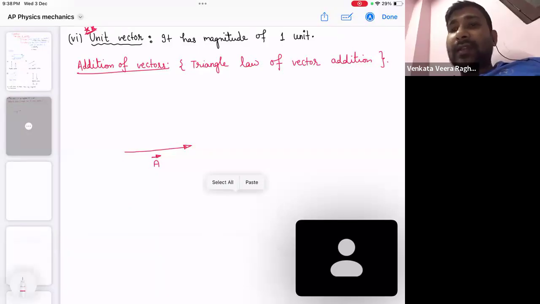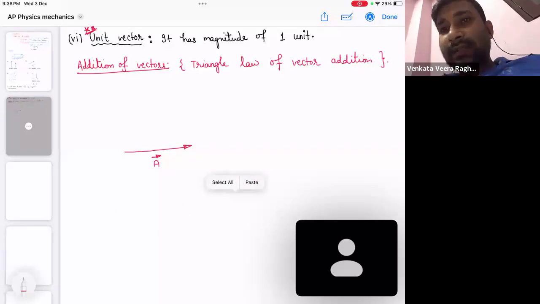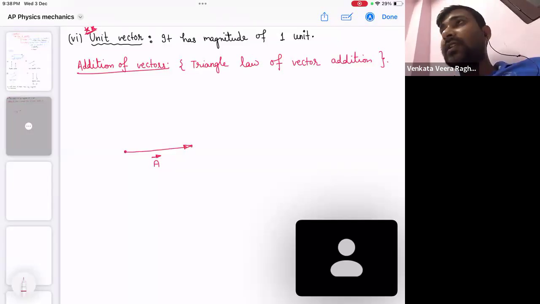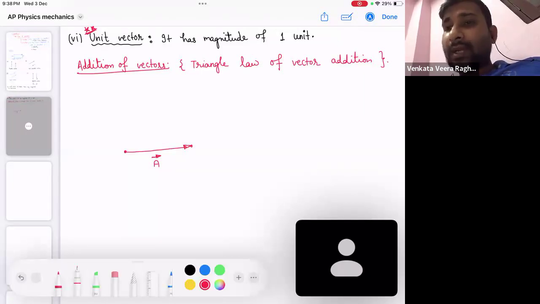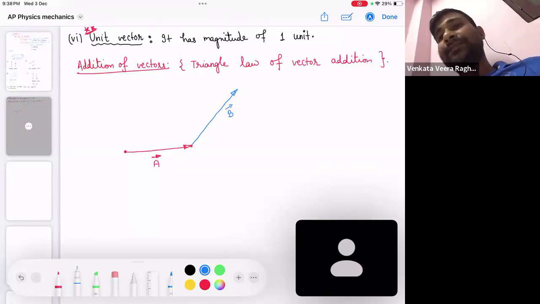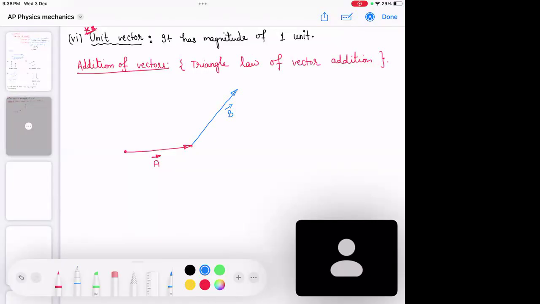Now the second vector we have is, let's say, B vector. So triangle law of vector addition says what? This is the tail of the first vector, and this is the head of the first vector. I want to find out A plus B. Where the first vector ended, start the second vector from there. Let's call that B vector. Is that clear? Please tell me.